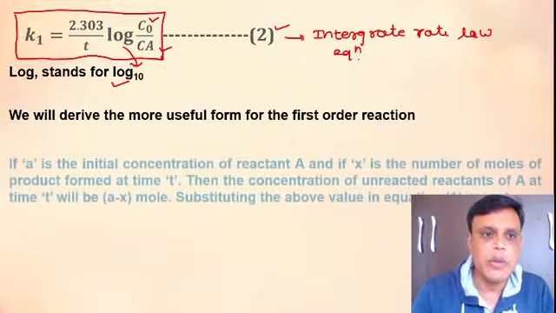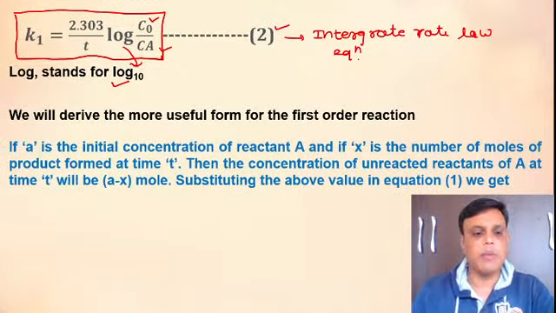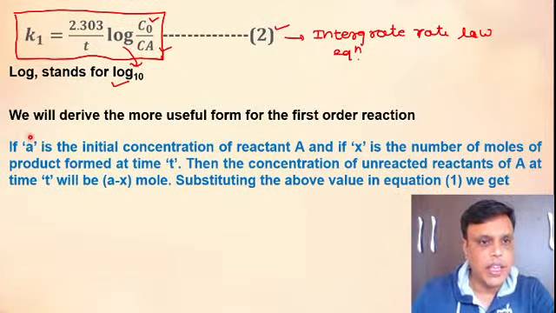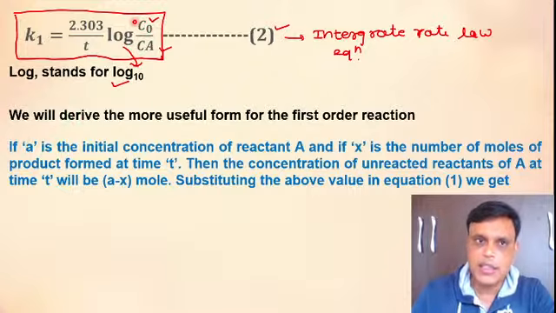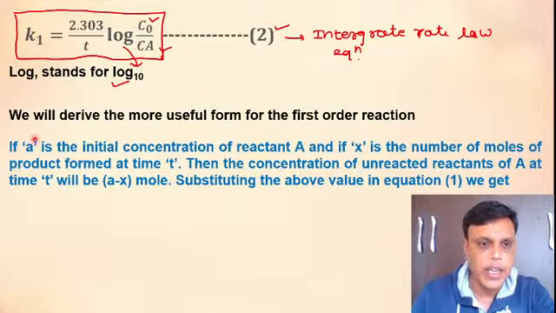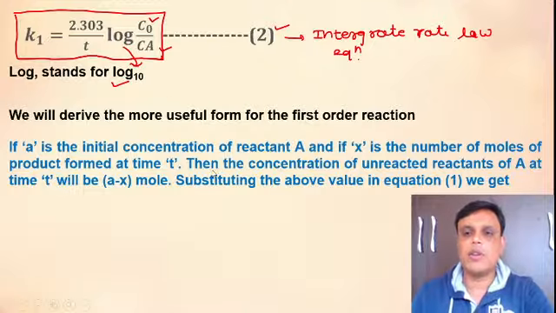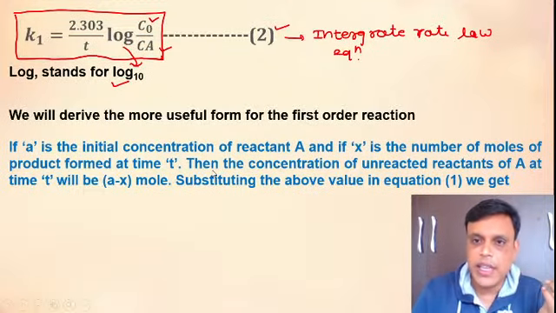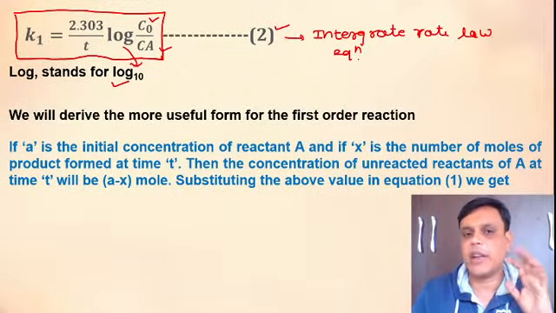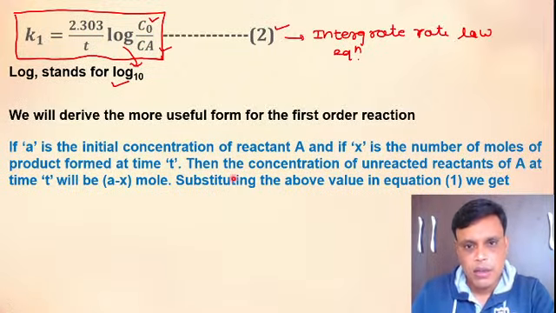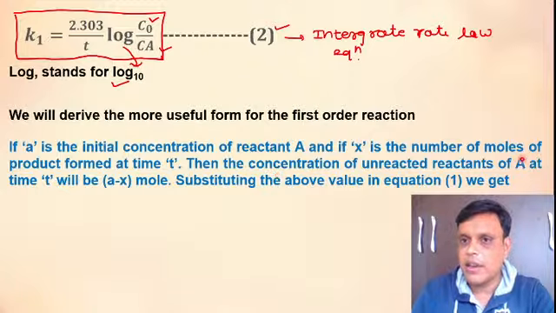Instead of C0 and Ca, we will put particular values. So we will start with the initial concentration. For example, let us consider A is the initial concentration of reactant A. Here we have taken C0 as the initial concentration, but instead we will take A. And X is the number of moles of the product formed at a time t. Here we have taken it as Ca, but instead we will take X. Then the concentration of unreacted reactant A at a time t will be A minus X.